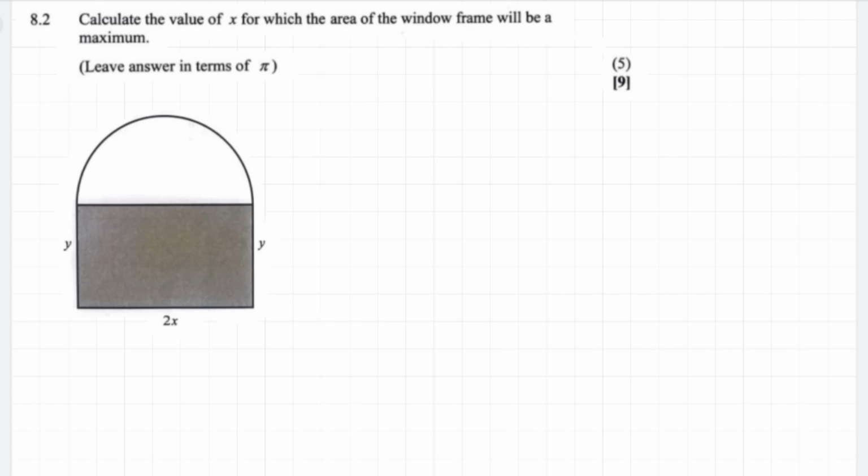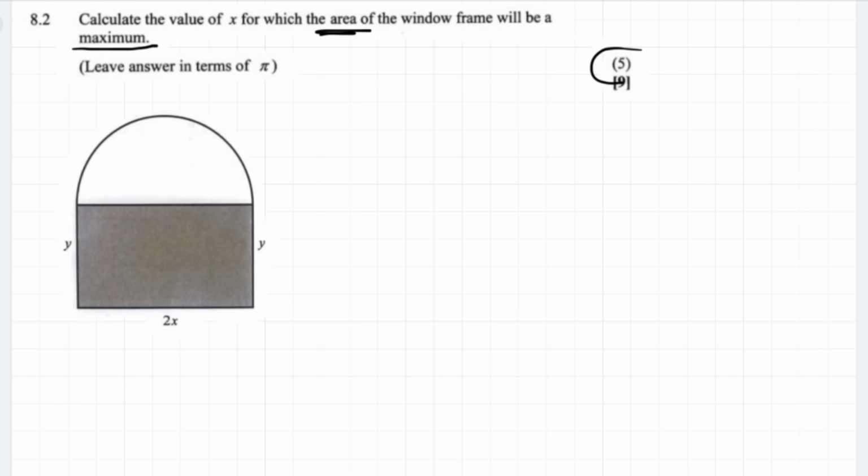So our next question is, they say calculate the value of x for which the area, look at this, now they're talking about the area of the window frame, which will be maximum. Whenever you say maximum, it means that we need to differentiate the area. So we need to find the area of this thing, actually, all of this. We need to find the area of this whole thing that is here.